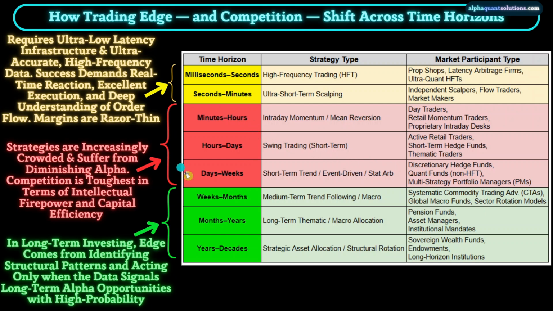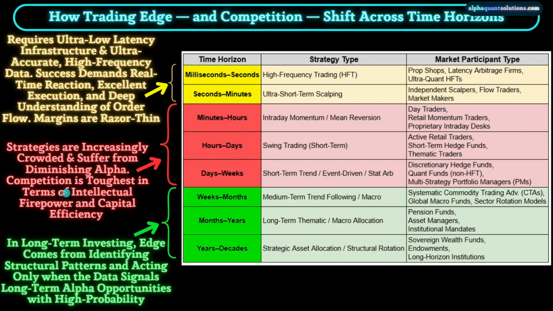So what can we say about strategies in this time period? Well, they tend to be increasingly crowded and suffer from diminishing alpha. It is precisely this highly crowded space and the result of the competition that gives rise to the so-called efficient market hypothesis, primarily in this time period.